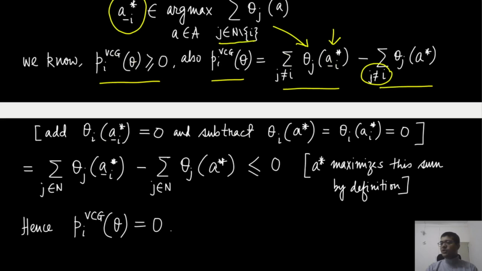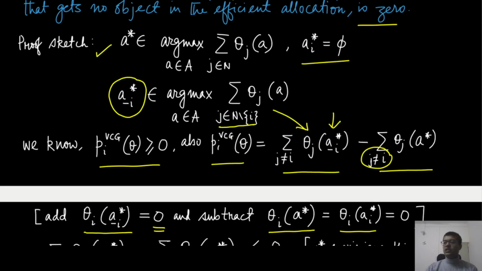Now we are going to add two terms, both of which are actually equal to 0. If you consider the valuation of agent I when agent I is not present, in that case agent I is not going to get allocated any object, so quite naturally that valuation will be equal to 0. And also the valuation in the efficient allocation. Now we know that in the efficient allocation agent I was not allocated any object. That was the starting assumption here.